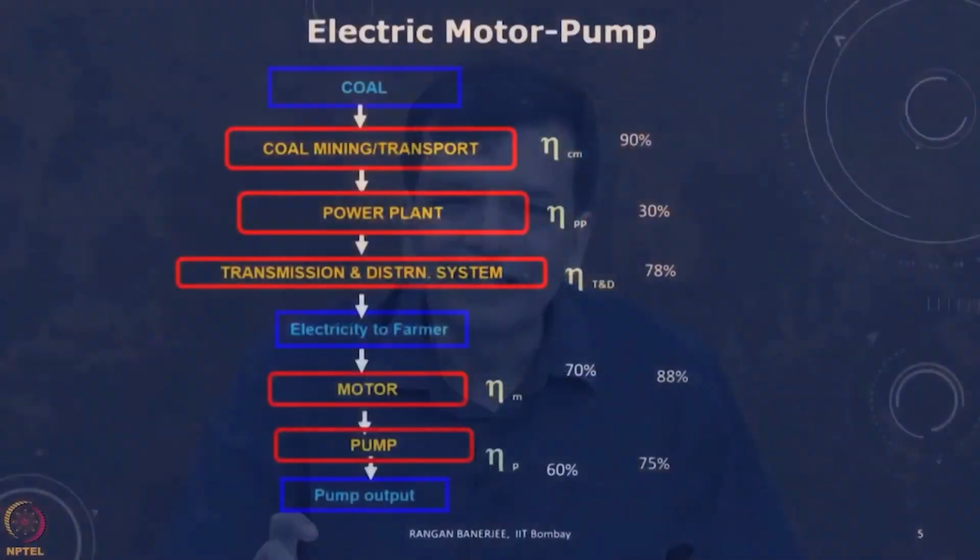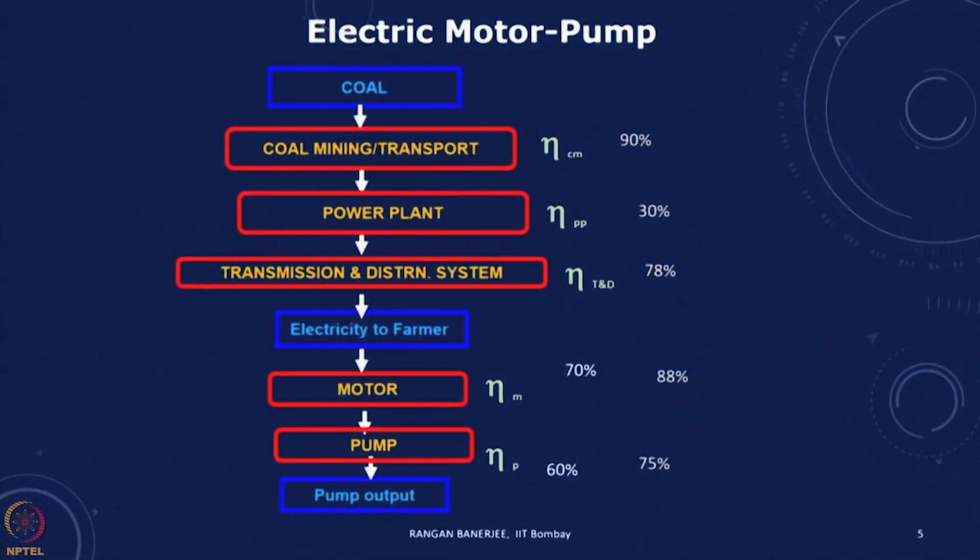Just to give you an example, let us look at a situation where we are using an agricultural pump. A farmer is using a pump to pump water. The pump output is the useful energy, the energy service that is required. The motor drives the pump, and the pump transfers the energy into the water, which then allows it to go to the storage or directly to the field. Each of these has a certain efficiency.